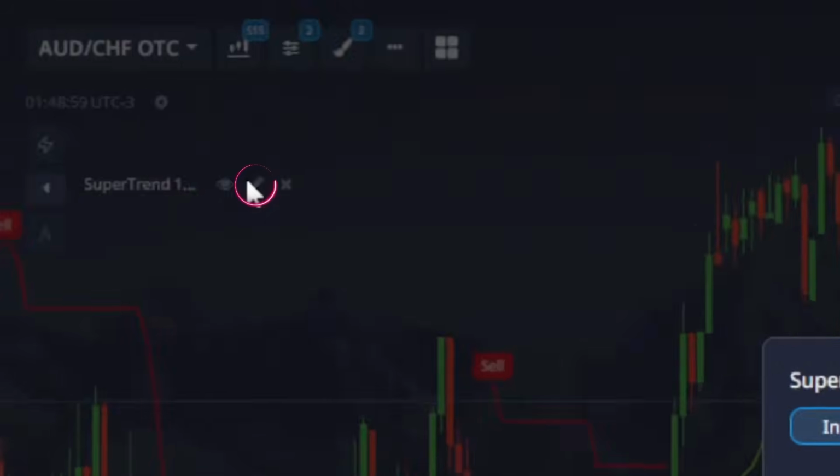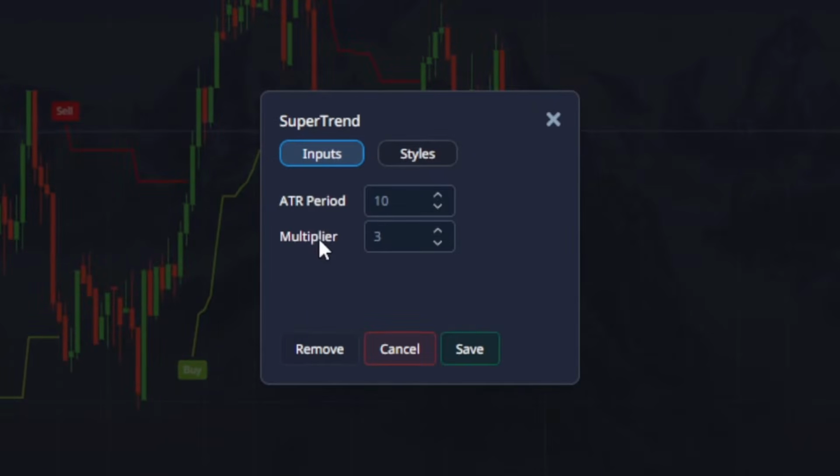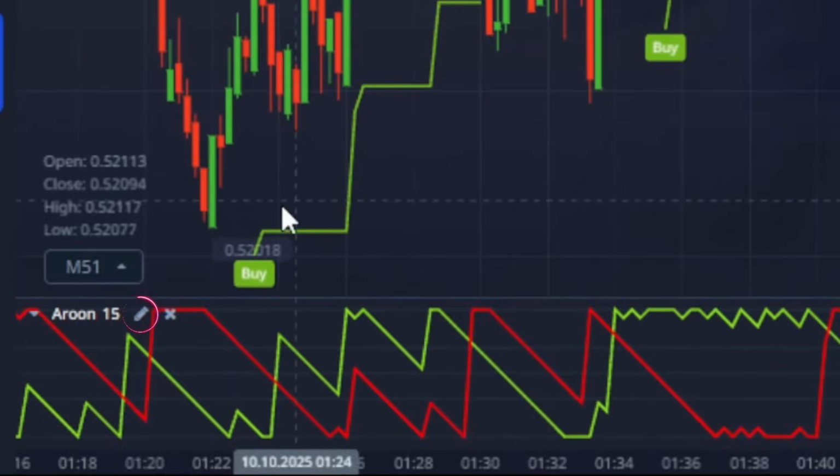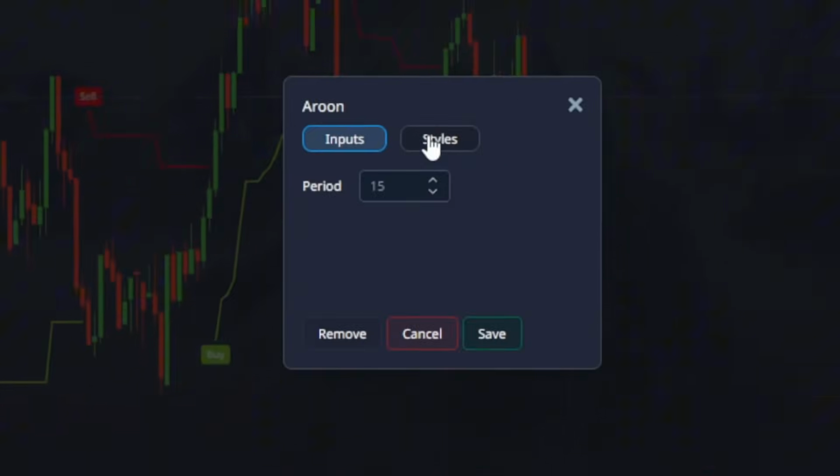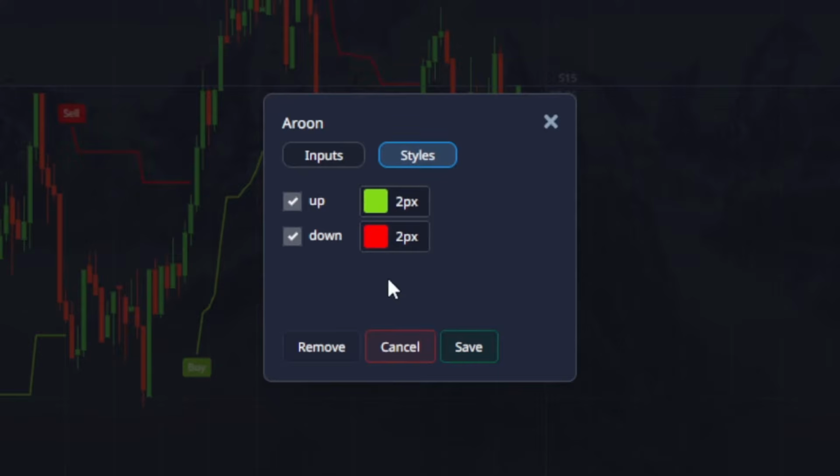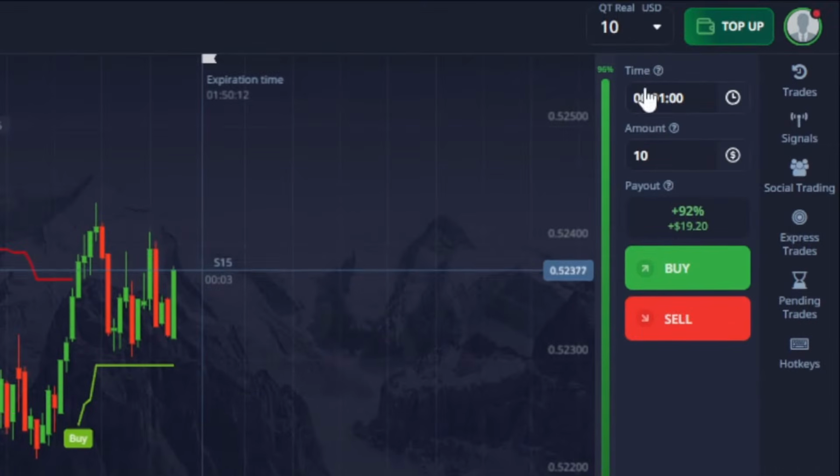Click on it. We're going to use 10 and 3 on the multiplier. And the color is up to you. Now we're going to use Aroon as well with 15, and the color. That's so good. And look at this, guys.